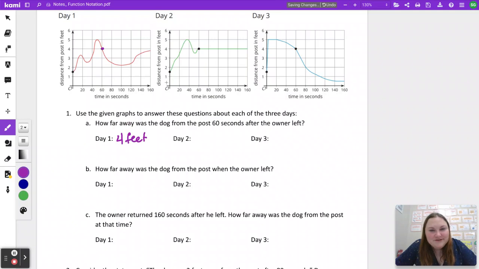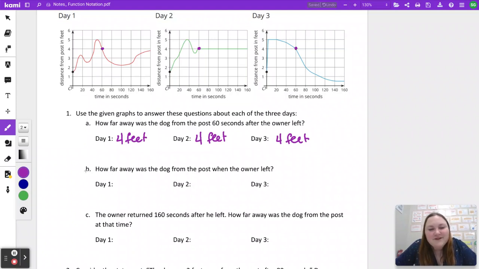On day 2, I'm going to do the same thing. I'm going to go over to 60 seconds and then up to the line. Oh, what do you know? It's also on 4 feet. And day 3, same thing. I'm going over to 60 seconds, going up to the blue line, and there's that point again. If you remember from yesterday, this was one of the things that we had said was going to be true for all 3 days. So it makes sense we're getting the same answer for each.